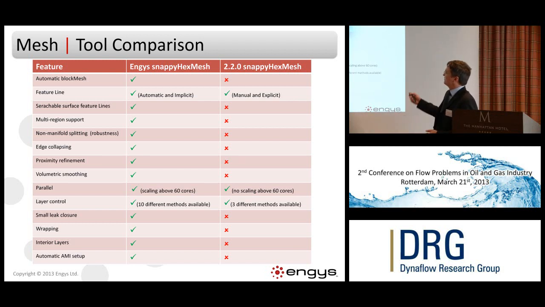We have a list here of the different things that we can do and standard OpenFOAM cannot do. I think some of the important ones here is the feature line. In OpenFOAM currently, you have to specify the feature lines via separate input. So you create this separate file, and you tell the mesher this is where the feature lines are. In our version, you don't have to put any feature lines. If they're there, they can be extracted. And even if the feature lines are between different intersecting geometries, we have an implicit way of capturing feature lines.